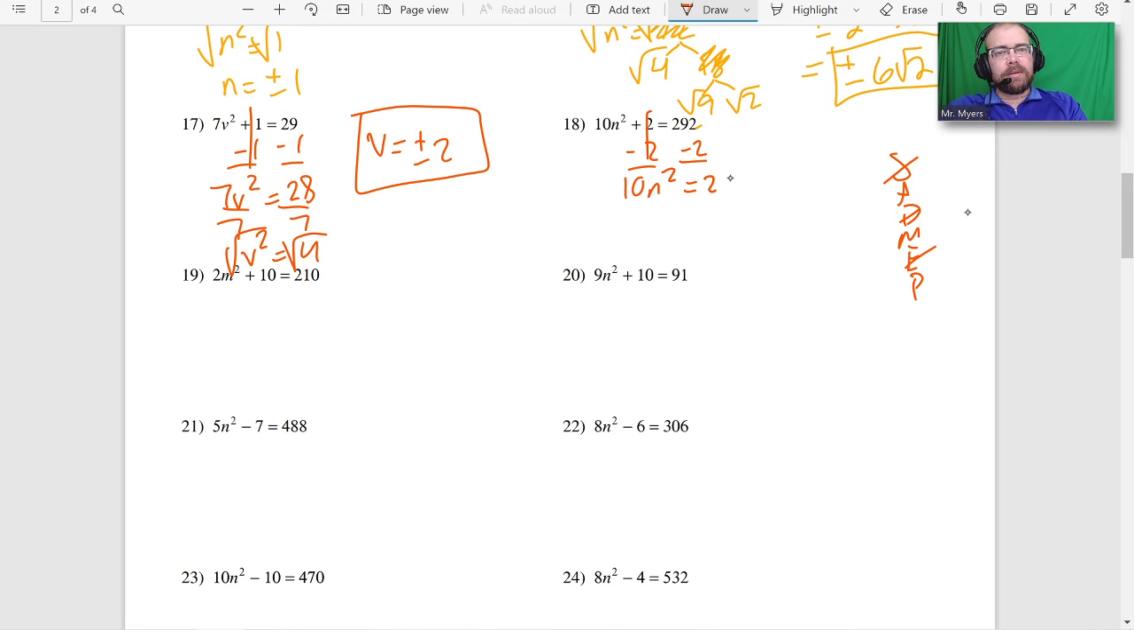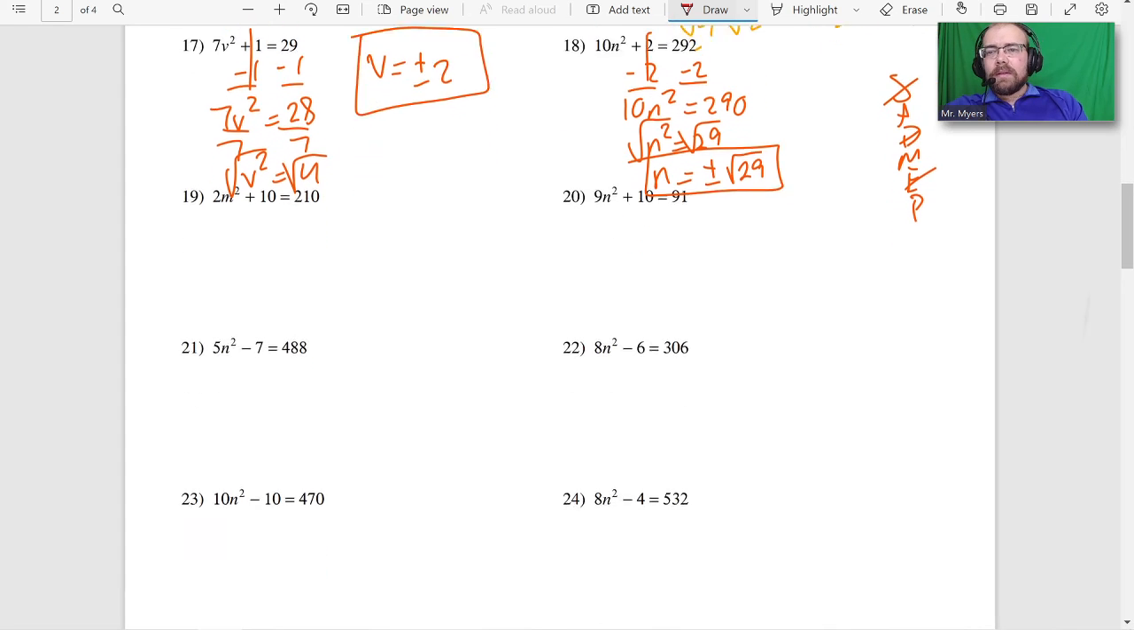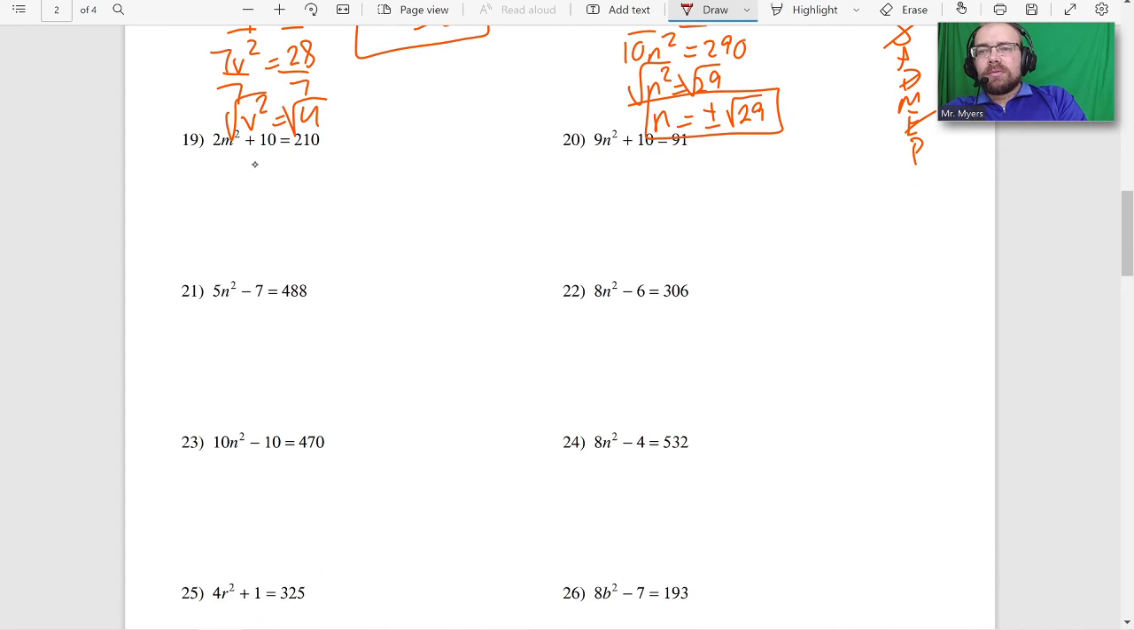N squared is equal to 290. Divide by 10. 29 is a prime number, so we're done. There we go. Okay, next. We're gonna do minus. And I'm going to stop showing the intermediate steps here. I've already started to kind of slow down on the intermediate steps as we start to go a little faster and faster, and I'm writing and talking at the same time. Sometimes I really can't multitask. Divide by 2. Take the square root. Plus or minus 10.